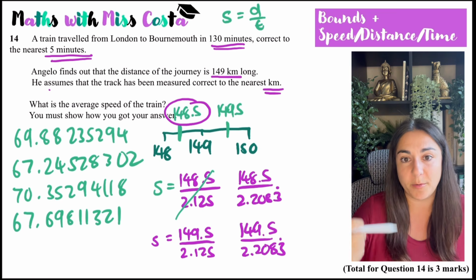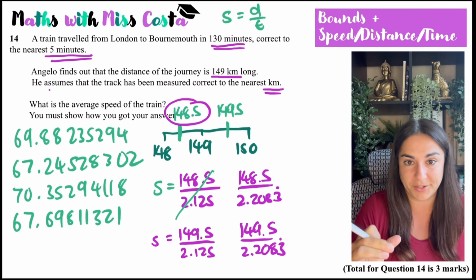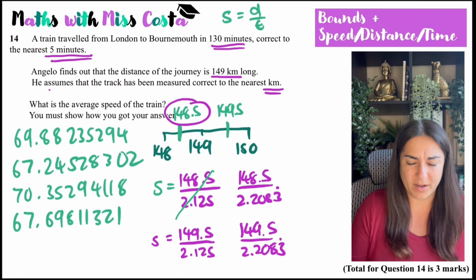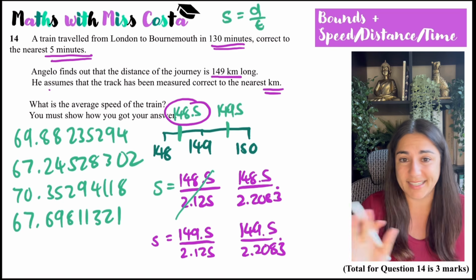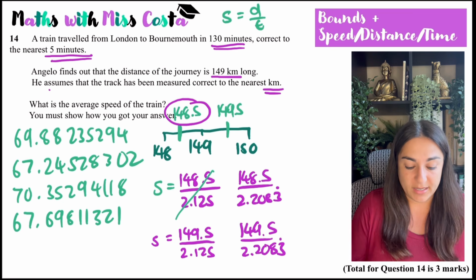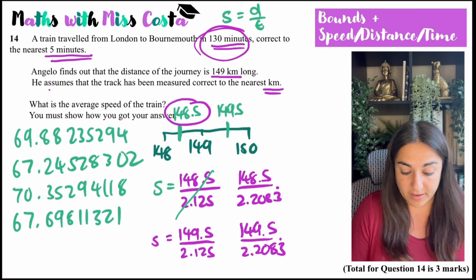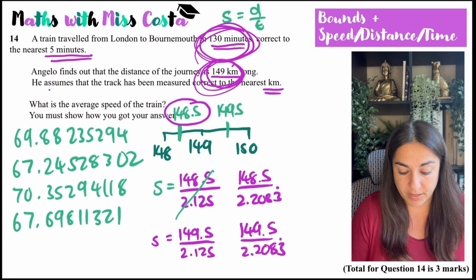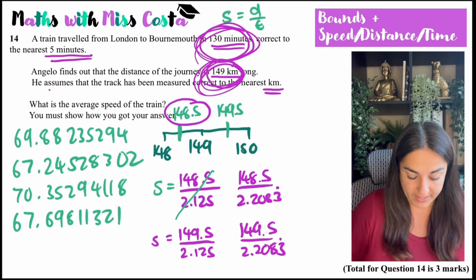The really, really important thing with bounds questions is that you always work out the upper bound and the lower bound of the original values. Some people work it out and then work out the upper bound and lower bound of the answer. That's not what you need to do. Whatever they've given you, you work out the upper and the lower bound of this, upper and lower bound of that, and then work out all of the calculations.